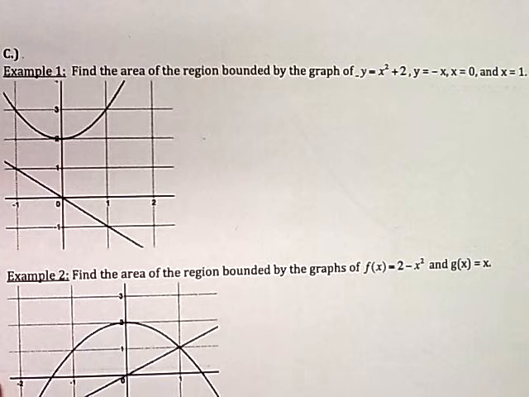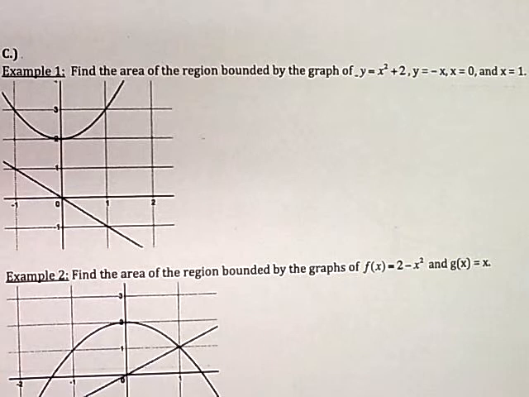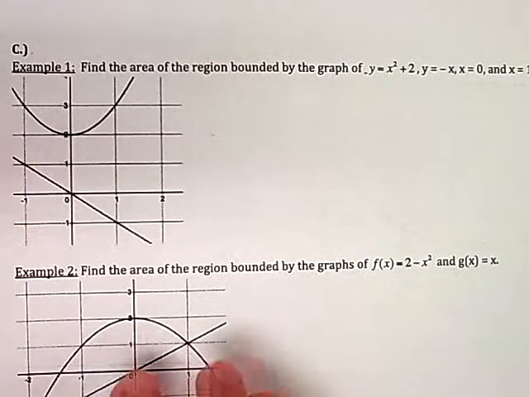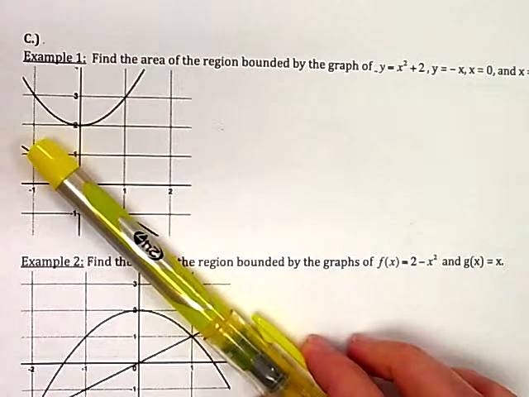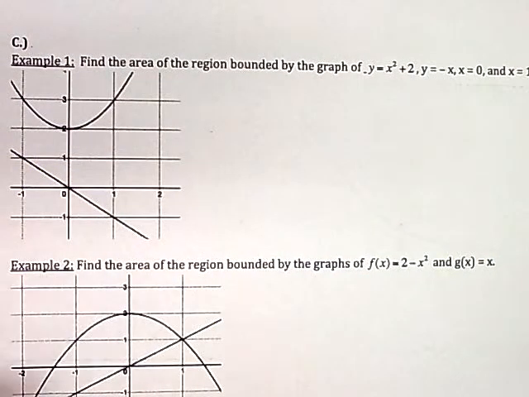Okay, so the first example says we want the area of the region bounded by the graph of y equals x squared plus 2, y equals negative x, x equals 0, and x equals 1. So first of all, I already gave you the graph, but we're going to try to visualize where exactly this area is. I'm going to use a highlighter to shade in that area, so if you don't have a highlighter, you might want to grab one.